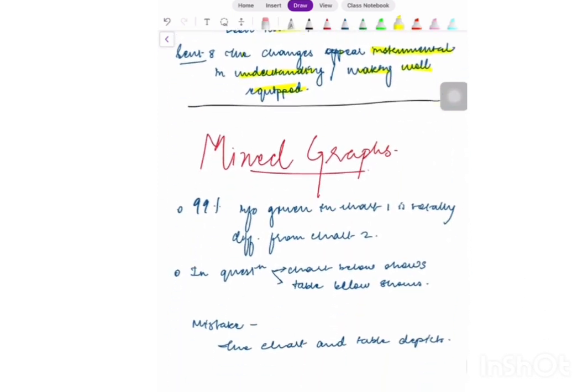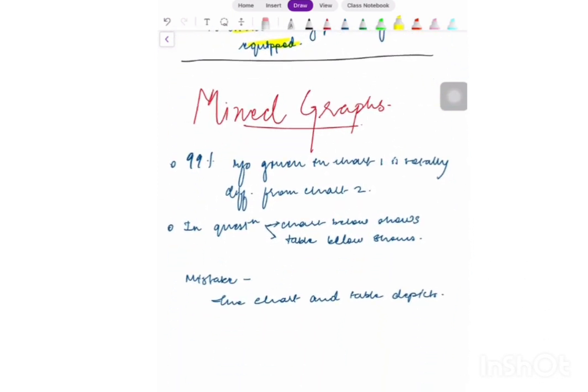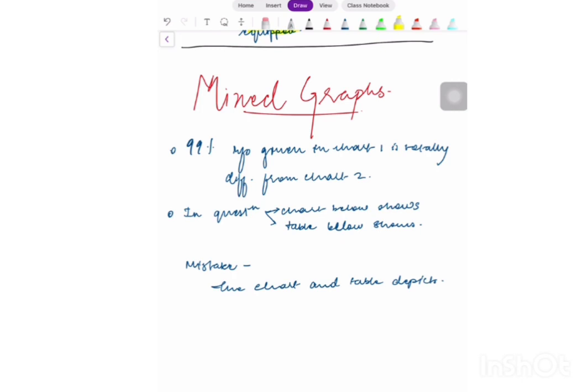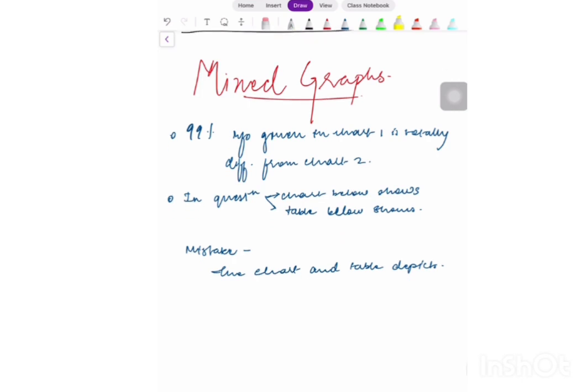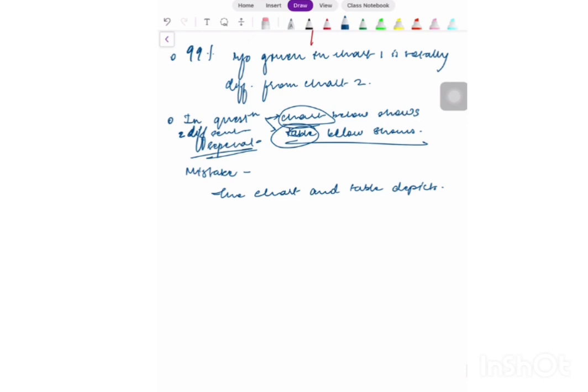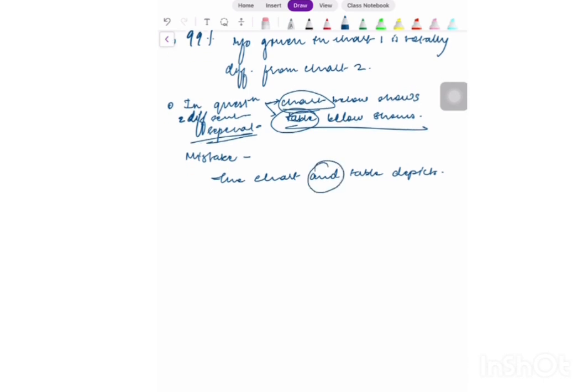Moving on to mixed graph. So this is our next subtopic under the same video, that it is mixed graph. And there are two general points that I want to say: generally 99% of the info given in chart 1 is totally different from what is given in chart 2. Right, and in the question you'll be asked two different sentences, and those will be separate sentences. The chart below shows, and the second one will be the table below shows. So what students make the mistake is the chart and the table shows, or the chart and the table depicts. You don't need to write it differently.